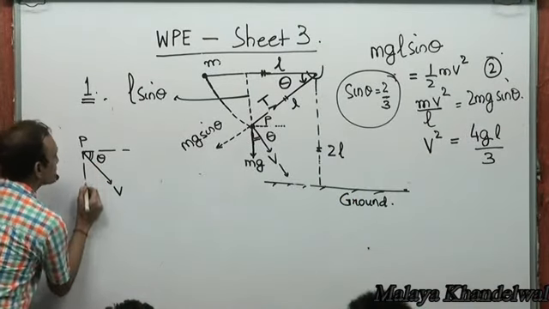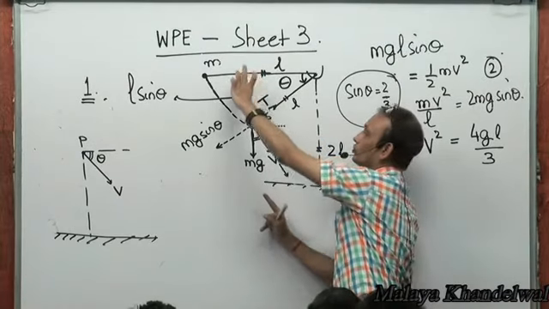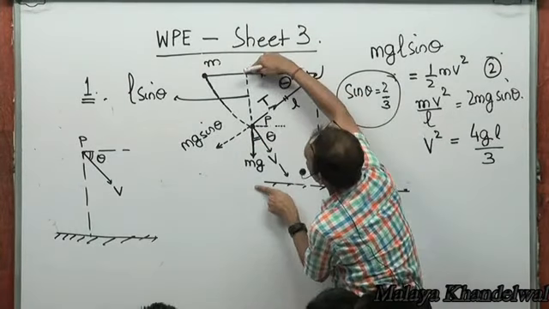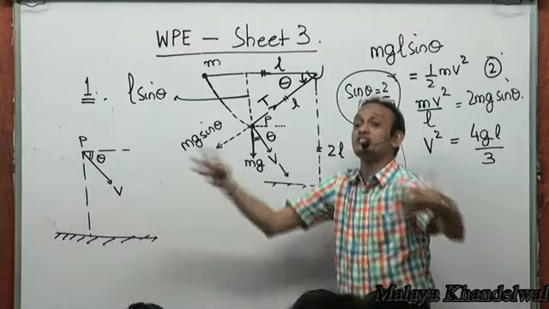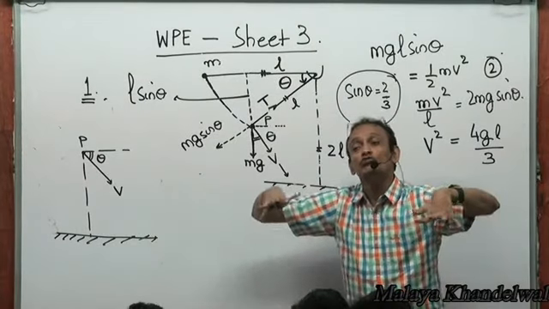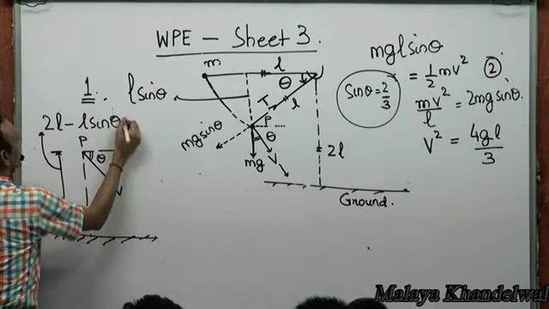And it's at a certain distance from the ground. How much is this? L sine theta. This entire displacement is 2L. Right? So how much above the ground? 2L minus L sine theta is its height above the ground at an instant when it becomes free from the thread. Right? That means at this instant, 2L minus L sine theta.